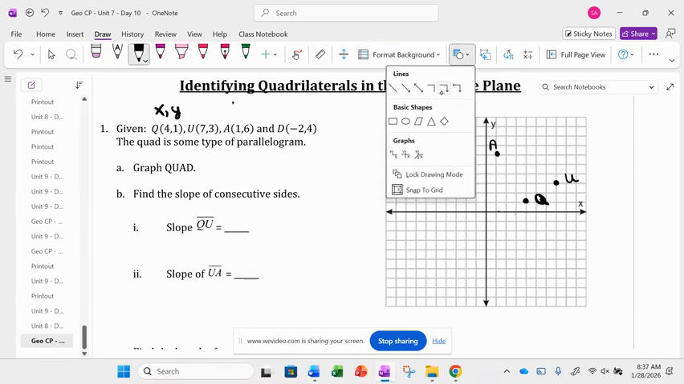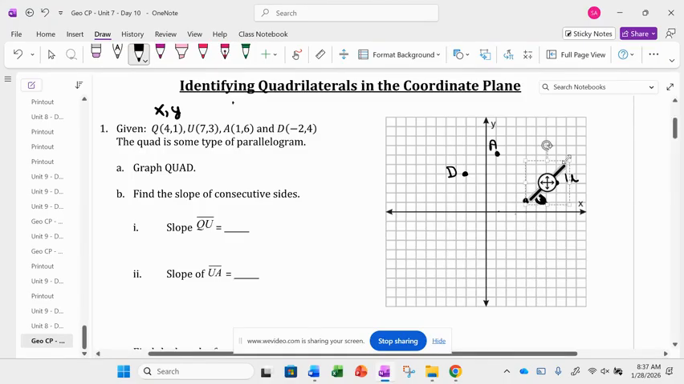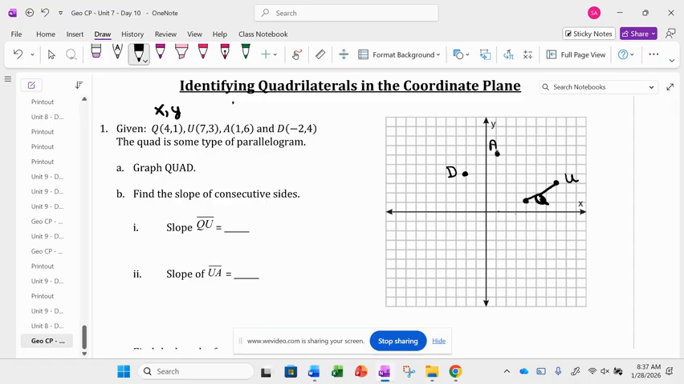I should use my tool. I used to have a line tool. There we go. Hi, this doesn't want to work. I'll just freehand it. Okay, so there's our quadrilateral QUAD.